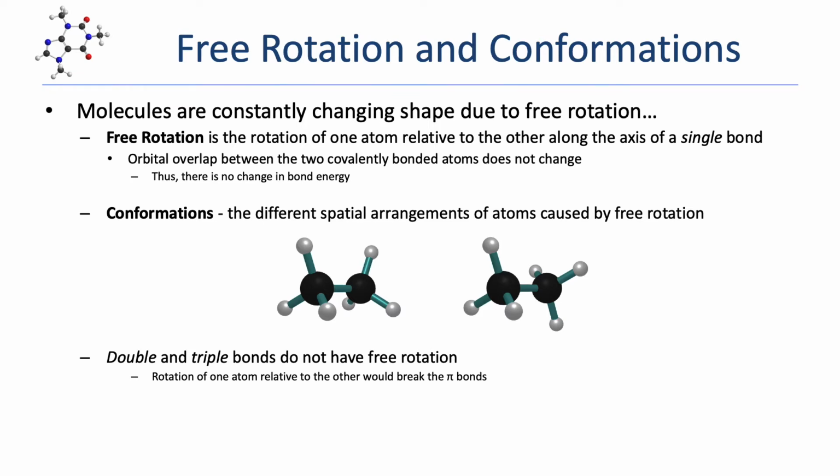Now, there is no free rotation along double or triple bonds. This is simply because if you try to rotate a double or triple bond, the pi bonds involved break. Remember that a pi bond is a side-by-side overlap of two p orbitals. If you try to rotate the sigma bond between the two atoms, the p orbitals no longer overlap, and that breaks the pi bond. In other words, it's not free. It would actually be breaking a bond to do that rotation, and that would cost energy.